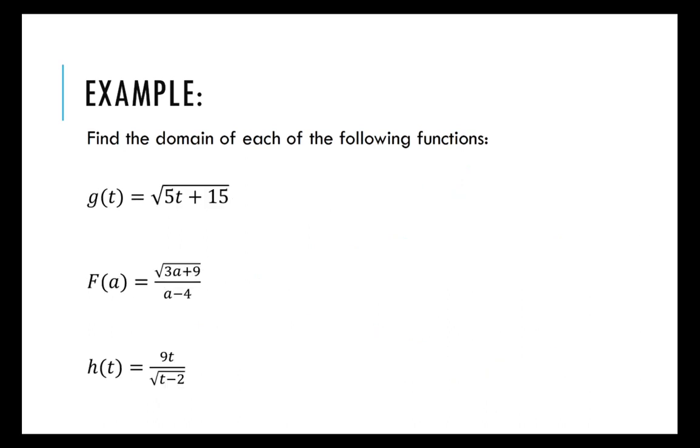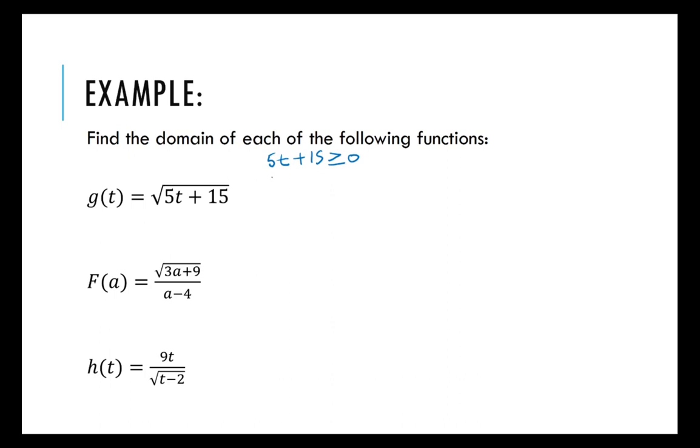Now we have even index radicals. So we want to find the domain of each. And so if we have g of t is equal to the square root of 5t plus 15, the thing to recall is that this is a square root, so it's an even index radical. And what matters is that everything inside the radical has to be bigger than or equal to 0. Because the square root of 0 is just 0, and that's okay. But the square root of negative numbers don't work for us. So that is 5t plus 15 must be greater than or equal to 0.